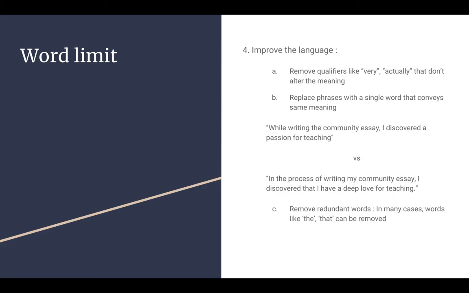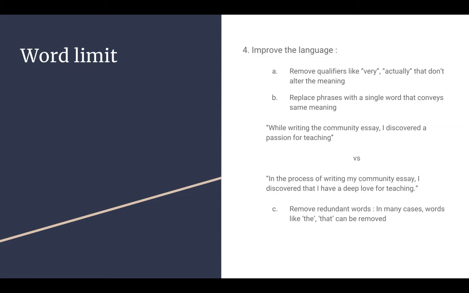So here I have two examples where the first one is clearly a lot more concise than the second one, but they're conveying the exact same idea. So you want to cut down on words like that and remove some redundant words. These are just some examples on how to improve the language, but a quick Google search can give many such ideas on how you can cut down words in an essay.